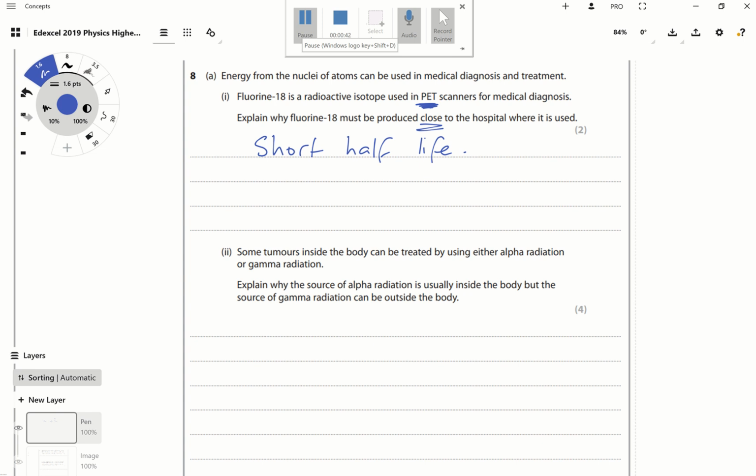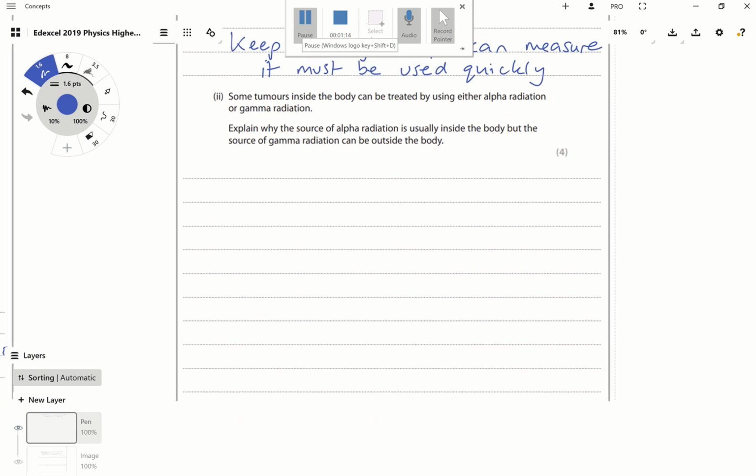And therefore, in order to keep the activity so you can measure it, it must be used quickly. So that's the basic idea. We want to have an activity we can measure. They've got a short half-life. We're going to have to make them right next to the place where we're doing the scan.